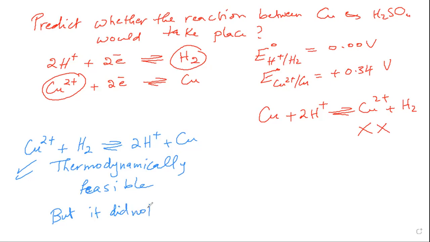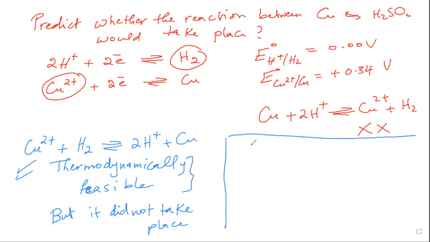It did not take place. Why? Because there is another factor affecting whether the reaction would be feasible or not. Not only must it be thermodynamically feasible, but there is another factor, which is the kinetic behavior. Will it kinetically be favored as well or not? Although it is thermodynamically feasible, kinetically it is unfavorable, or unfeasible.